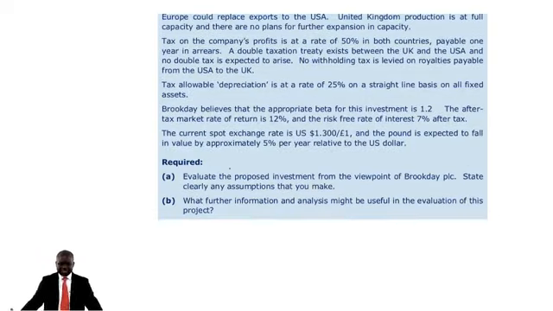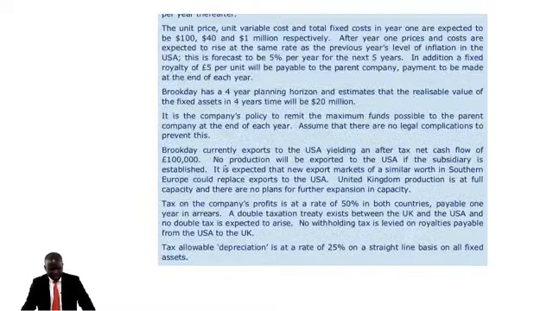So when we come here, it says: evaluate the proposed investment from the viewpoint of Brockday PLC. State clearly any assumptions that you make. What further information and analysis might be useful in the evaluation of this project? The question didn't tell us whether we have to use APV or NPV. When I go to the question, I'll be taken care of. Am I going to see issue costs? Am I going to see subsidized loans? If I don't see them, then I will evaluate it normally using my normal NPV. That is it. But if I see subsidized loans and issue costs, then I have to think of using what? APV. Okay, so now let's go to the question.